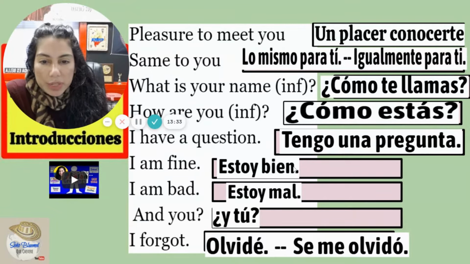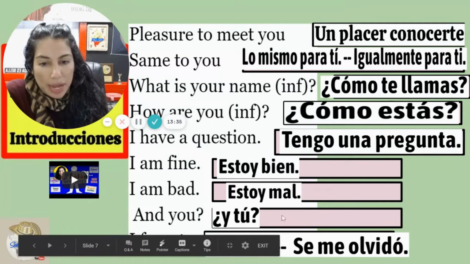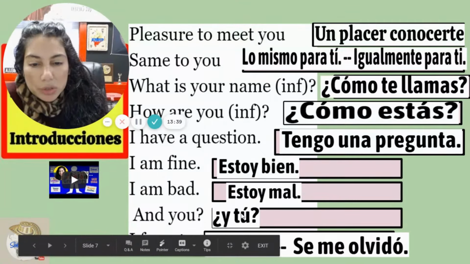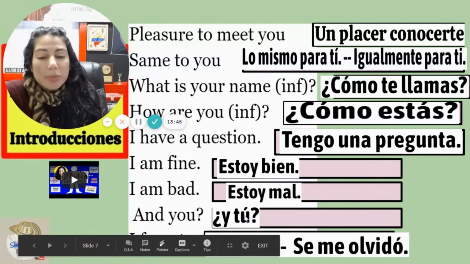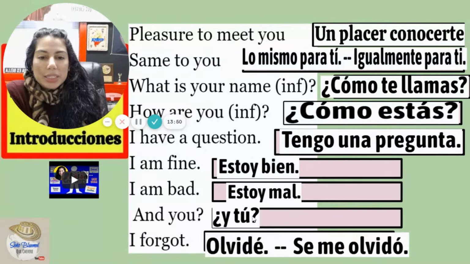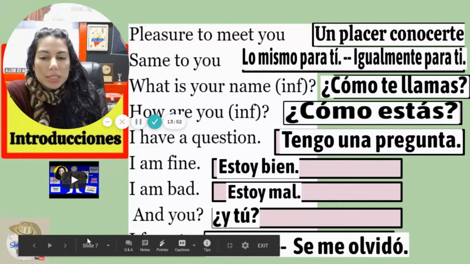I'm fine. Estoy bien. I'm bad. Estoy mal. And you? ¿Y tú? So notice that I'm using you informal, and that too is the pronoun, and the pronoun has an accent mark. So make sure you put the accent mark on that too, because if you don't put the accent mark, then it means your. So it means the possessive pronoun of yours. So it's tú with the accent mark.